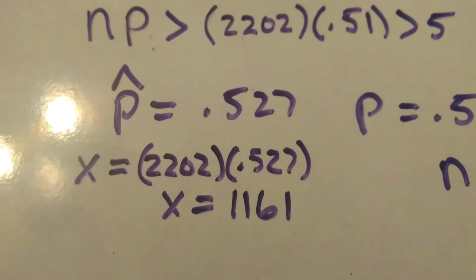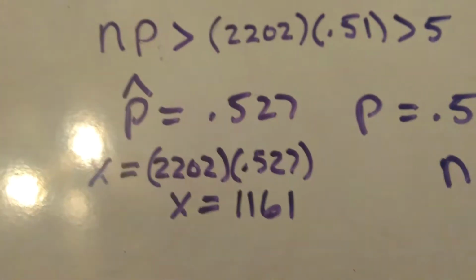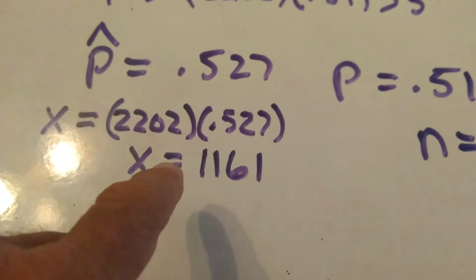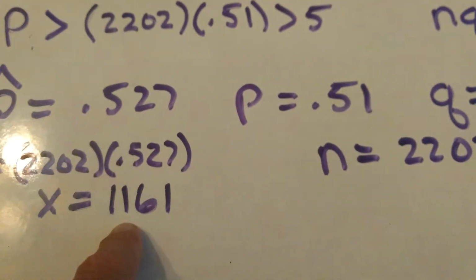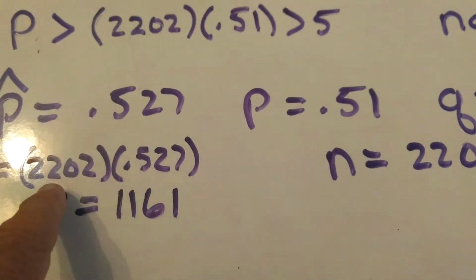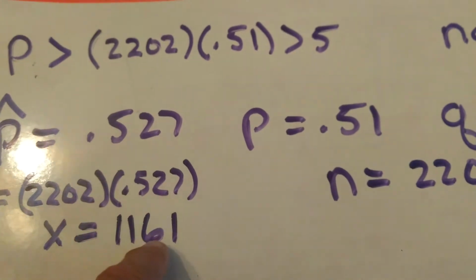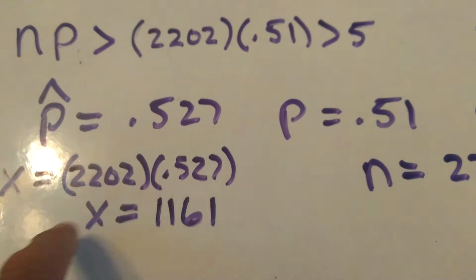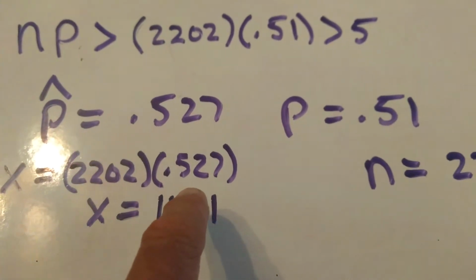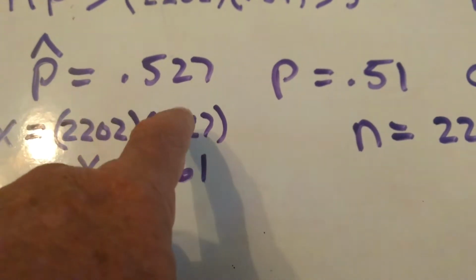We can see that our p hat is 0.527. The way we got the 0.527 was to simply take the 1,161 and divide by 2,202. That's how I got this 0.527. So if I put this 1,161 here, I divide by 2,202 and it gives me 0.527. So this X, N, and P hat is very important. This is an equation that you're going to use a lot.